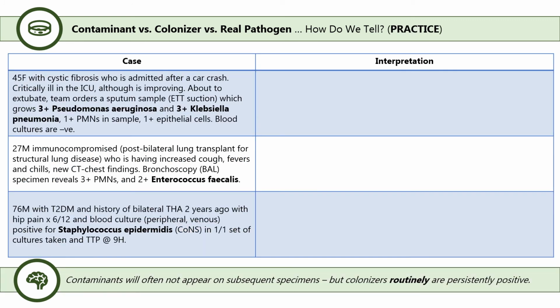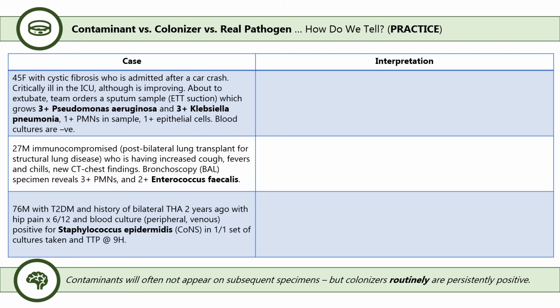So let's do some practice cases before we wrap up Module 1. Our first case is a 45-year-old female with cystic fibrosis who was admitted after a car crash. She's critically ill in the ICU, although is improving. About to extubate, the team orders a sputum sample, so an endotracheal tube suction, which grows 3+ Pseudomonas aeruginosa and 3+ Klebsiella pneumoniae. 1+ PMNs in the sample and 1+ epithelial cells are seen in the sample. The blood cultures are negative.